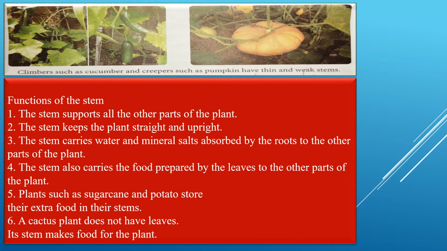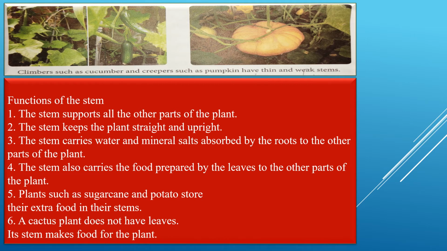The stem carries water and mineral salts absorbed by the roots to the other parts of the plant. So the third work of the stem is to carry, just as our blood circulates in our body. In the same way, stems also carry all those minerals or water, whatever roots are absorbing from the soil. All those go to different parts of the plant.